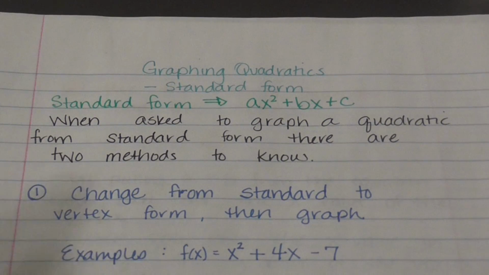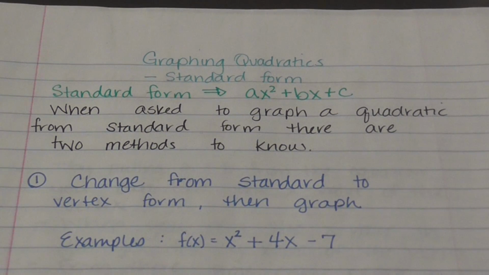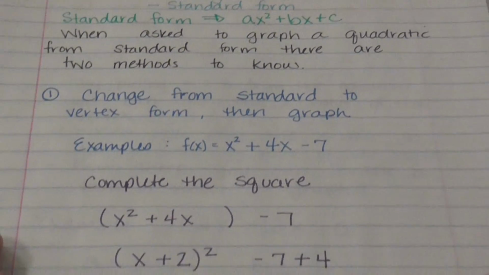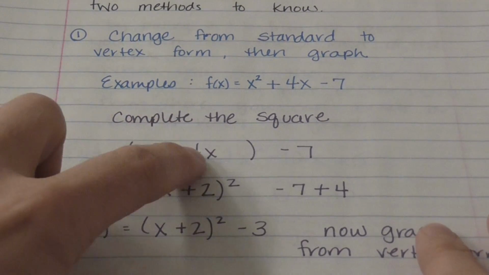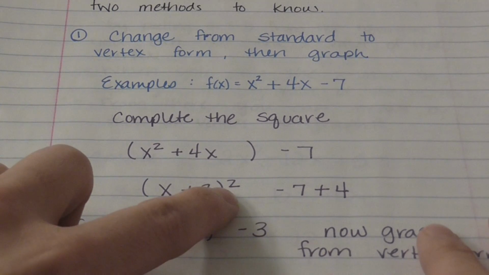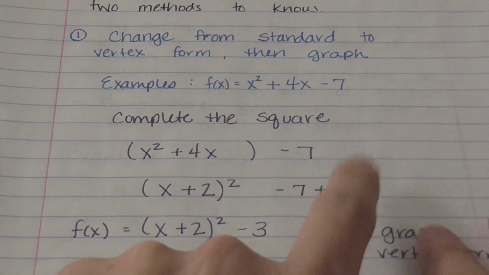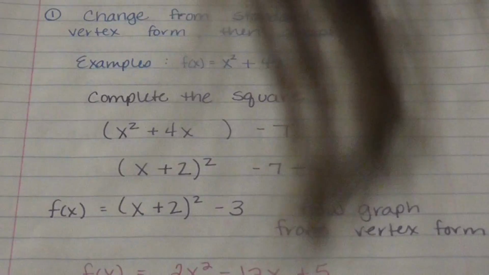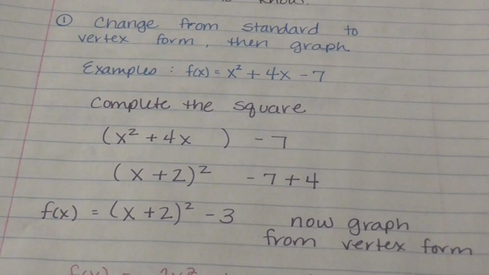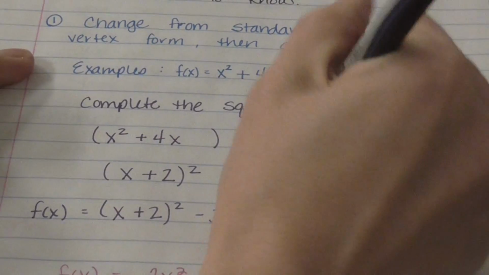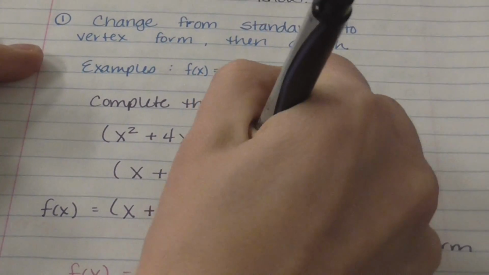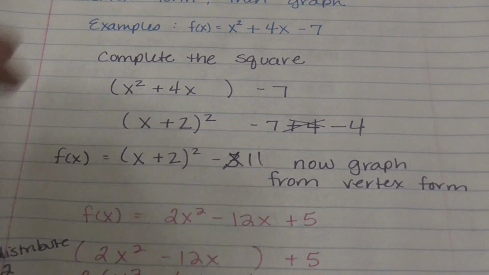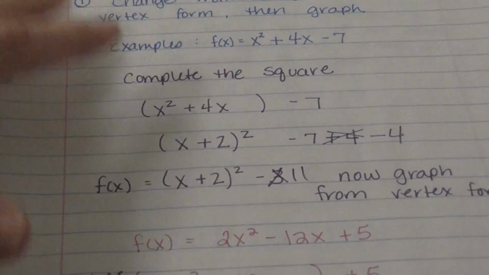So method number one, you're going to change it from standard form to vertex form. So that's what we're working on already. We take our standard form equation, we complete the square. Half of that number is 2. 2 squared is 4. I needed to subtract 4 off the end there. I actually did it just a little bit wrong, needs to be fixed. So when I subtract 4 off the end, not add it, I get negative 11. Okay, so then I would just graph it from there, just like we've been doing in the vertex form.